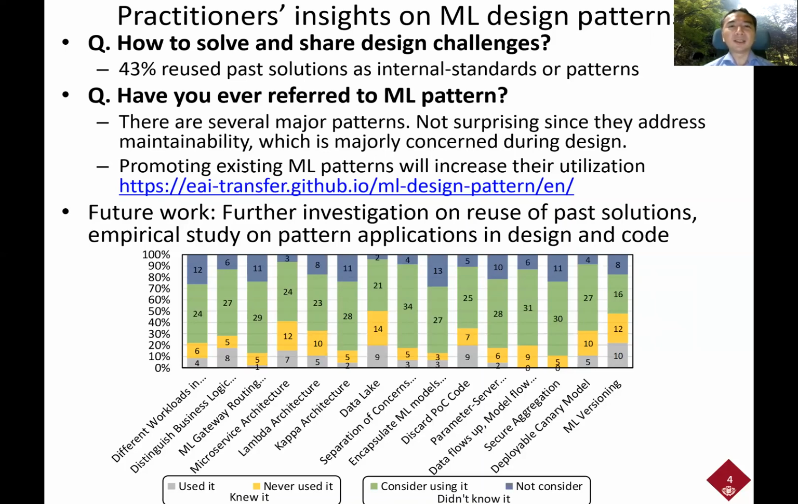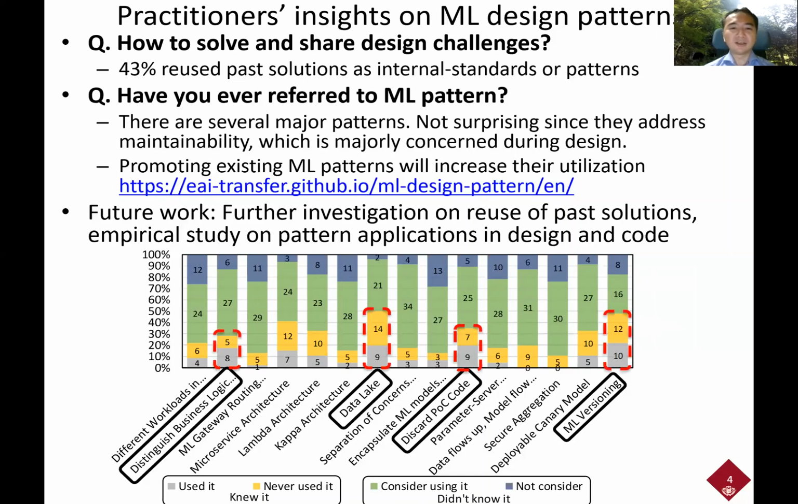However, there were several major patterns, such as distinguish business logic, and also data lake, discard proof of concept code, and also the machine learning versioning pattern. And it is not so surprising since they address maintainability. And as I said, that is a major concern during design of machine learning software systems. And so we believe that promoting existing machine learning patterns will increase their utilization. So that's why we made a website to promote those patterns.